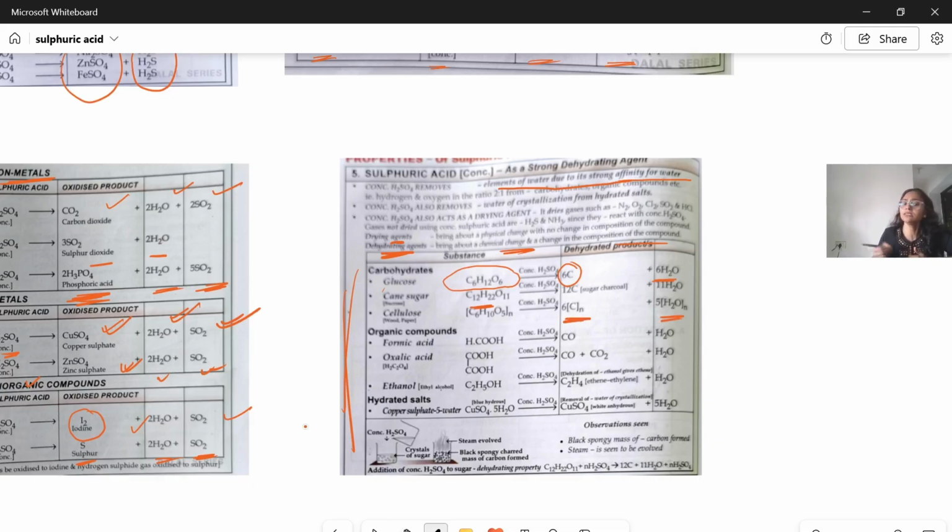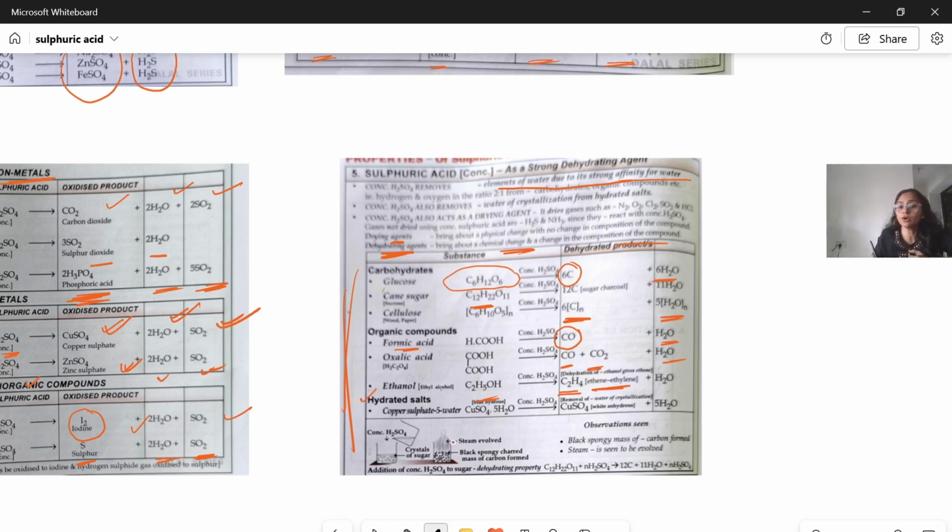Some more examples. Take formic acid, HCOOH. With concentrated H2SO4, only CO, carbon monoxide, is obtained and water is removed. Look at oxalic acid, COOH, COOH. In the presence of concentrated H2SO4, carbon monoxide and carbon dioxide are formed; from this also a water molecule is removed. Ethanol is C2H5OH. In the presence of concentrated H2SO4, it loses water and forms C2H4, ethene. So it is a very strong dehydrating agent. It can remove the elements of water from a compound, and these are the different reactions, children, we should remember.